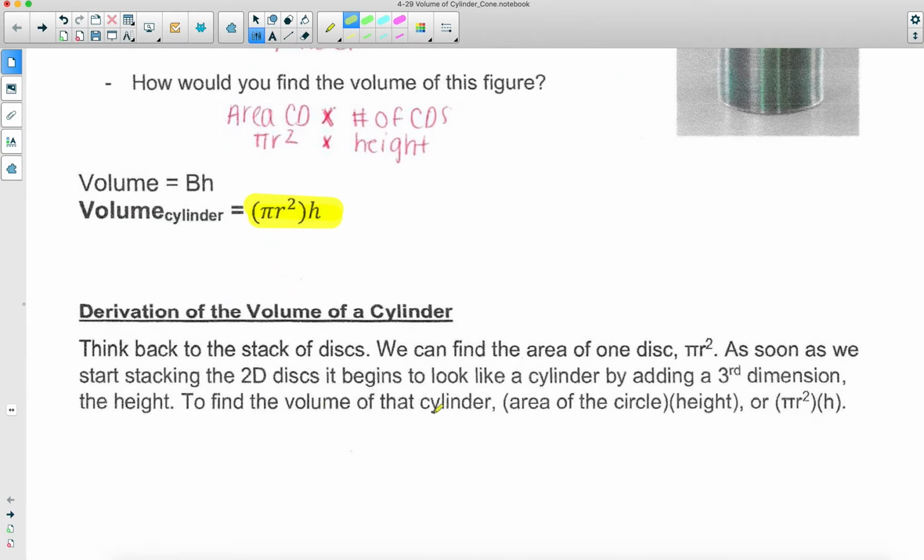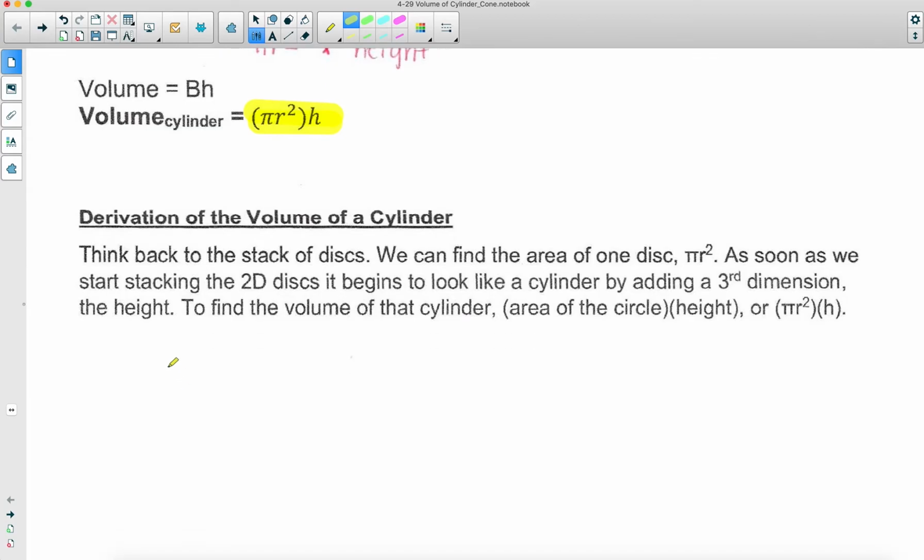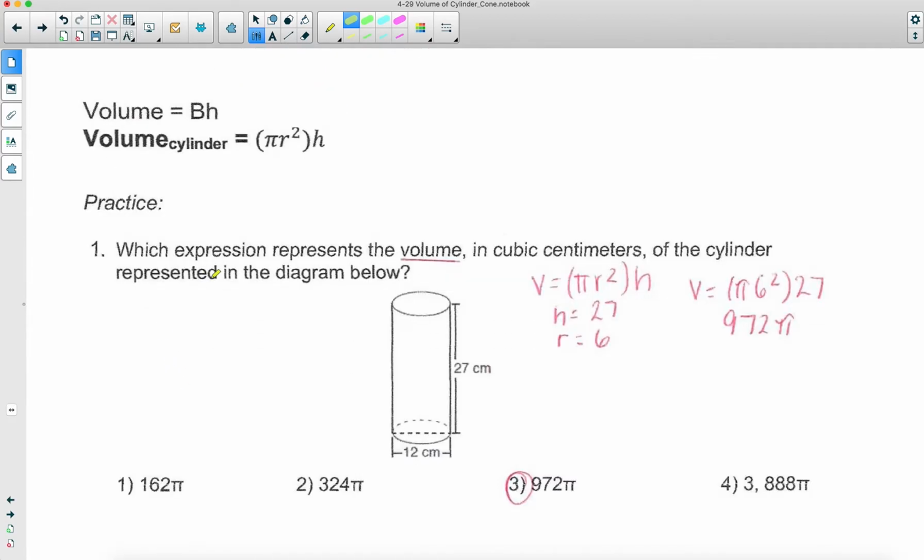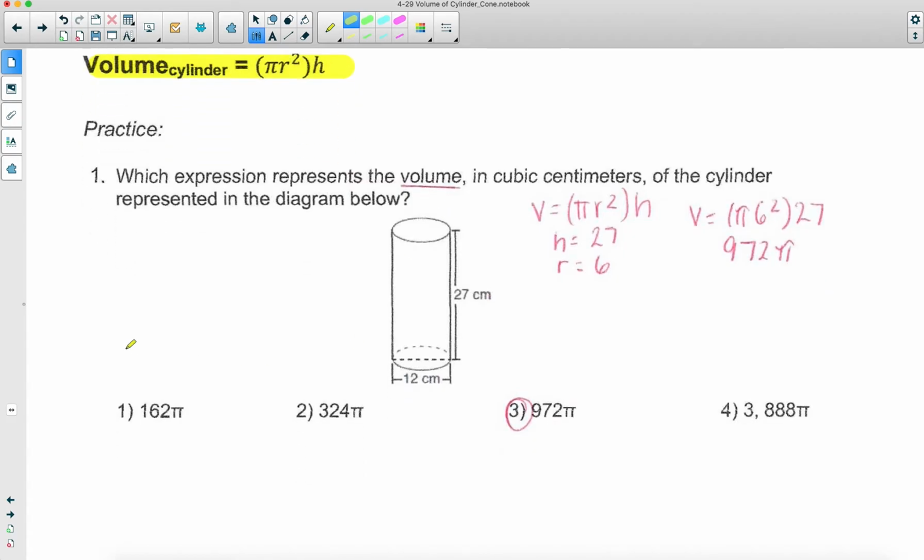And this is just the explanation in a little paragraph form if you want to take a second and read through it. So once we now have that formula, here it is, we can do some practice problems. So the problems for our cylinder, like this one here, are very straightforward. We have to find the volume in cubic centimeters based on this diagram.